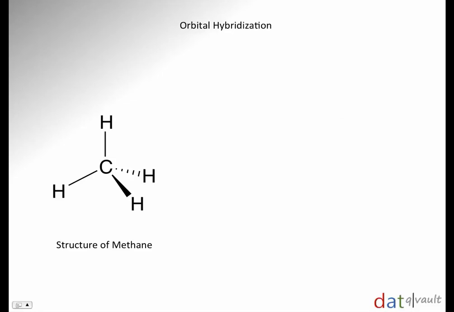In this video, we're going to talk about orbital hybridization, and specifically, orbital hybridization of carbon in particular. This is because carbon is the central element in organic chemistry, and basically, without carbon, you're not going to form any kind of organic molecules. So, we're going to start with the hybridization of carbon.